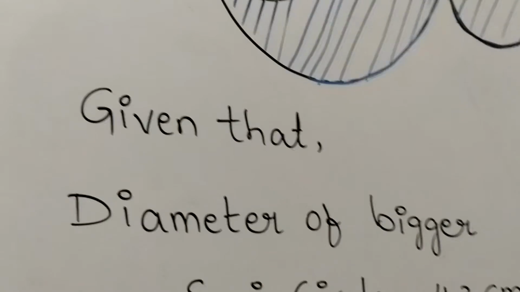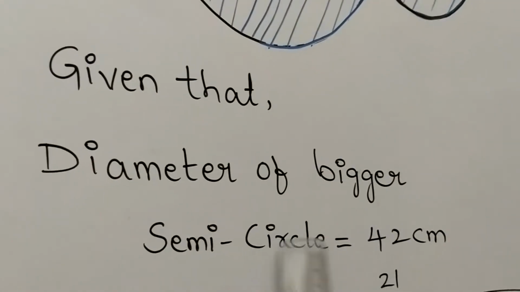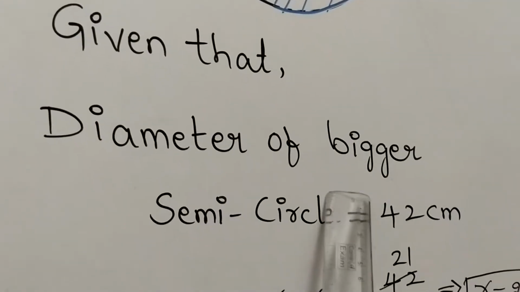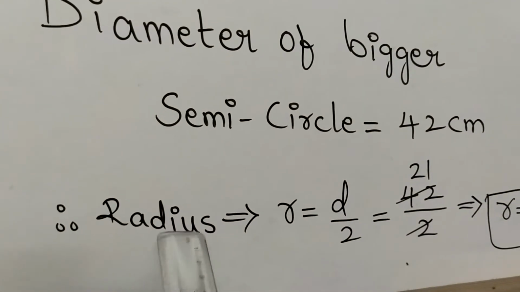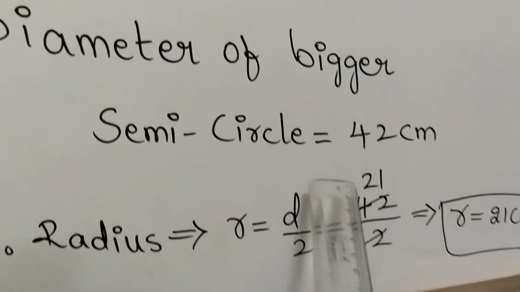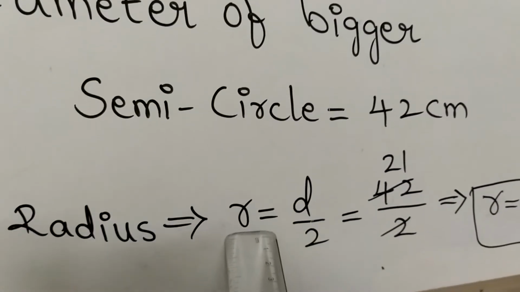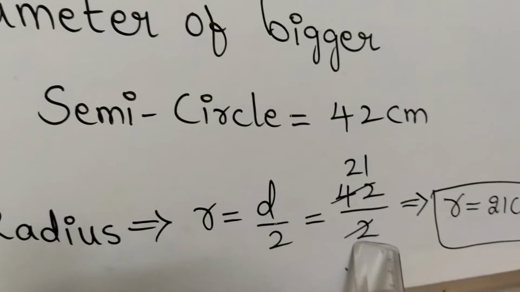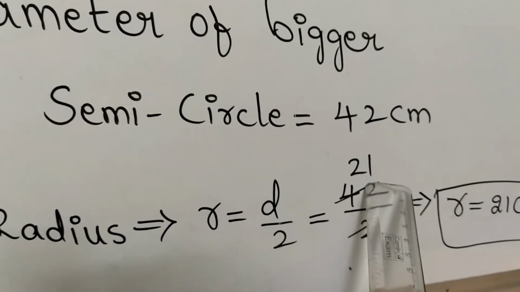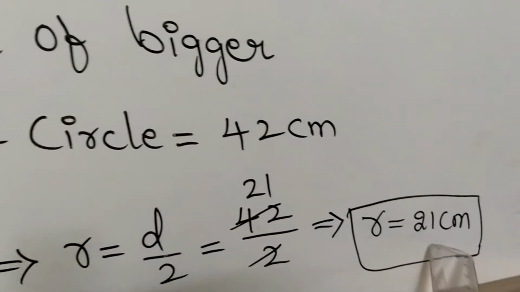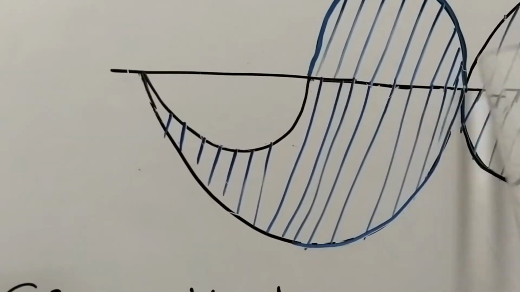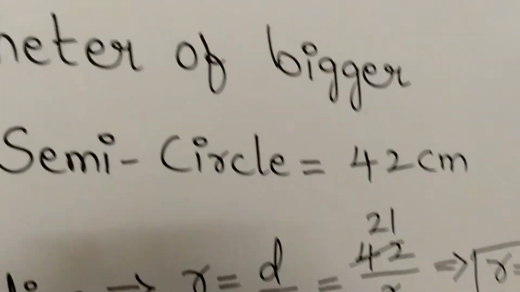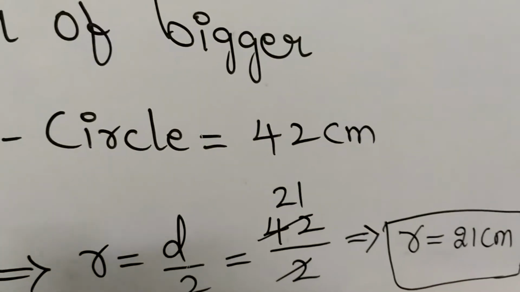For that, let us write: given that the diameter of the bigger semicircle is 42 centimeter, and we are finding the radius. How will we find the radius? It is d by 2, that is, diameter by 2. So 42 by 2, 2 ones are 2, 2 twos are 4, so 21. Therefore the radius of the bigger semicircle is 21 centimeter. Now let us find the smaller one.